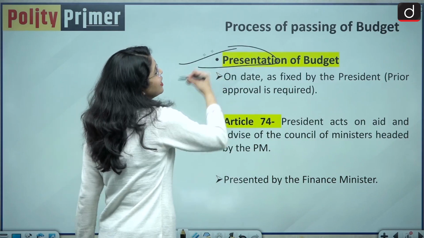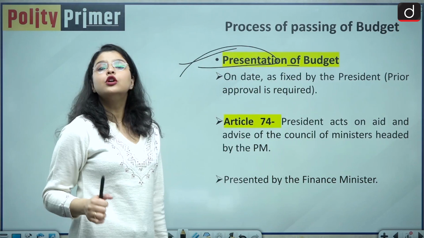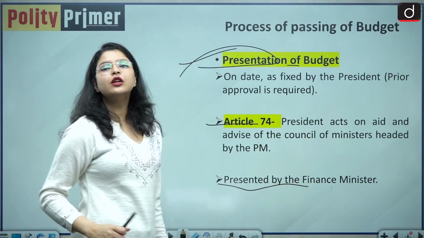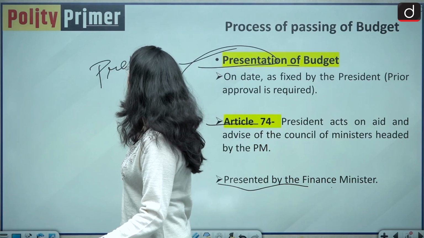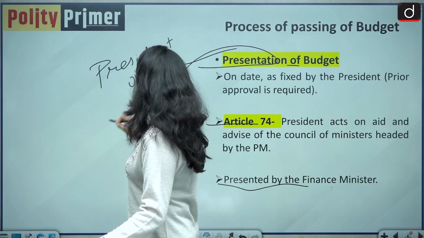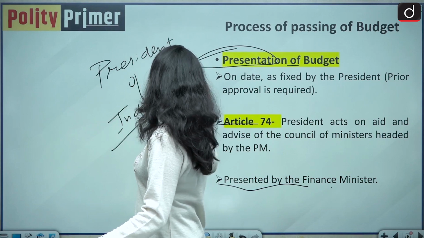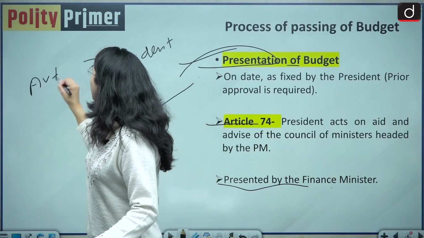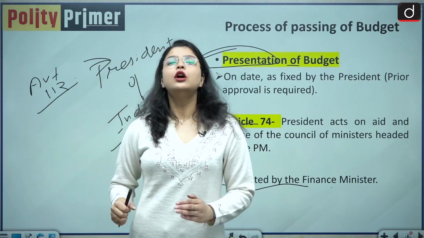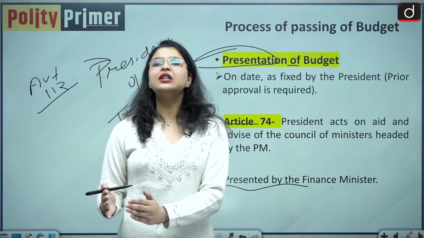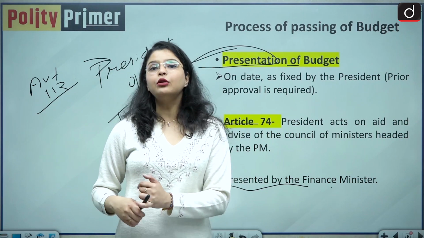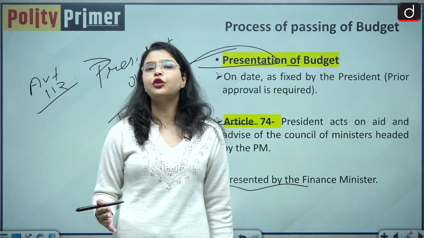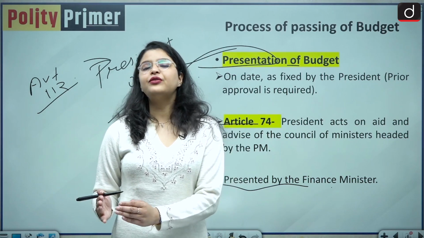Okay, so firstly, there is a concept known as presentation of budget. So who will present the budget? It is presented by the Finance Minister on behalf of the President of India, because it is the constitutional duty of the President of India under Article 112 of our Indian Constitution to cause the annual financial statement to be presented before the Parliament. And who fulfills this constitutional duty? The Finance Ministry on behalf of the President of India presents the budget, or the annual financial statement.